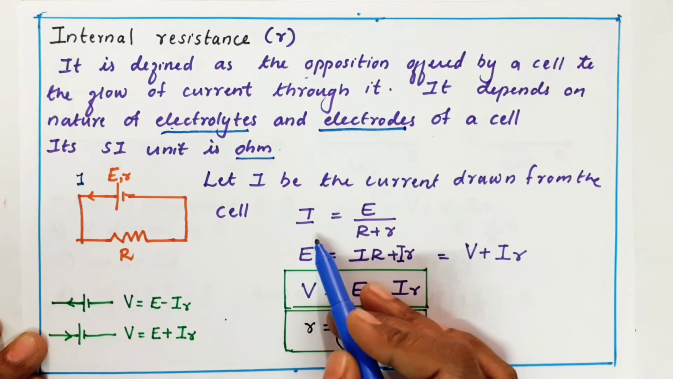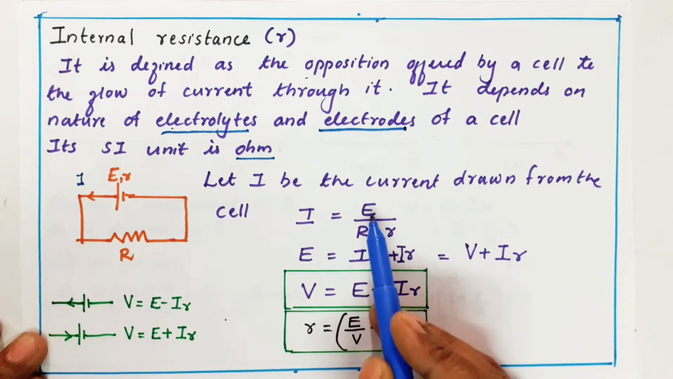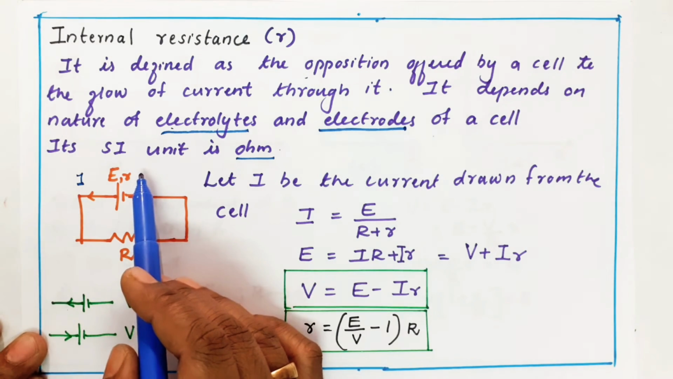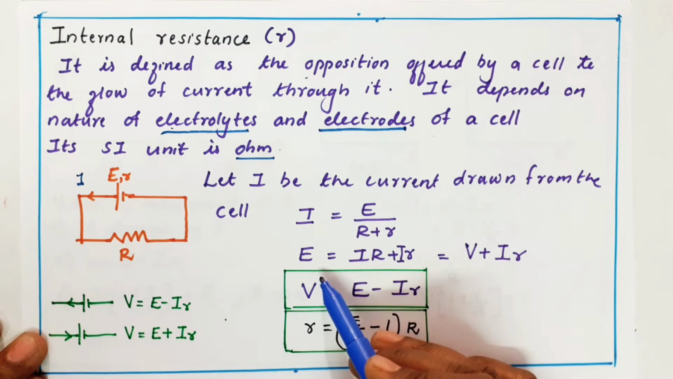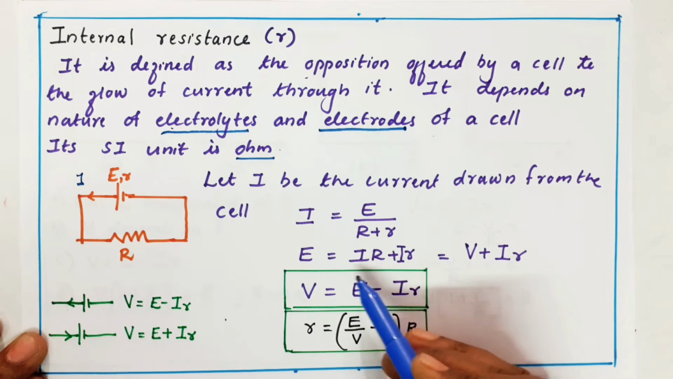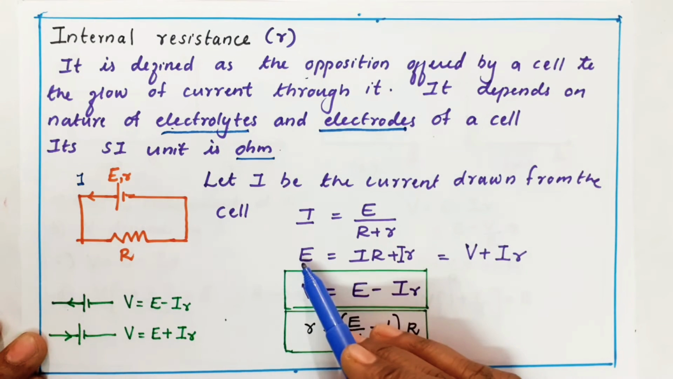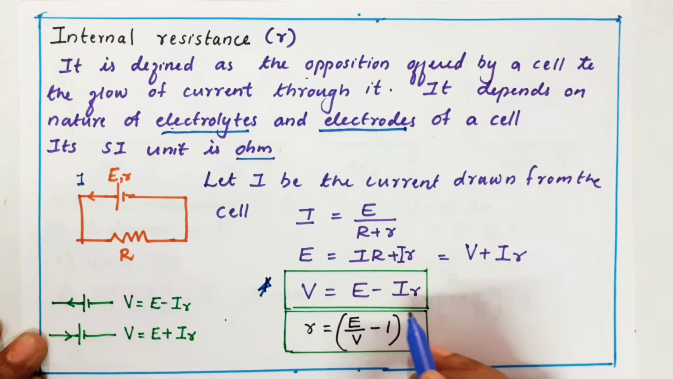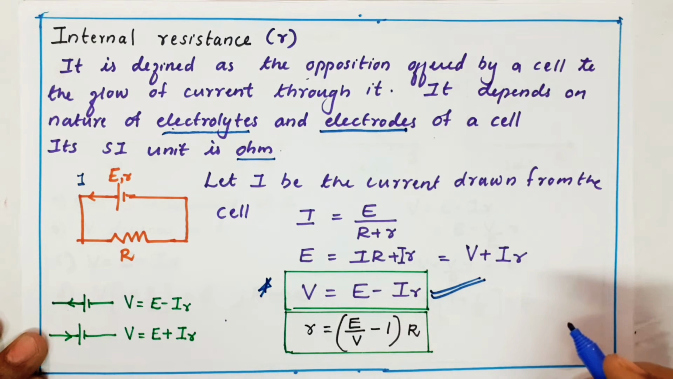So what should be the current? According to Ohm's law, it is the EMF E divided by the total resistance, which is external resistance plus internal resistance, that is R plus r. If you cross multiply, E equals IR plus Ir. IR is V, so E equals V plus Ir. If you take this term to the other side, the potential difference can be written as V equals E minus Ir. It's a very, very important formula in current electricity. V equals E minus Ir.